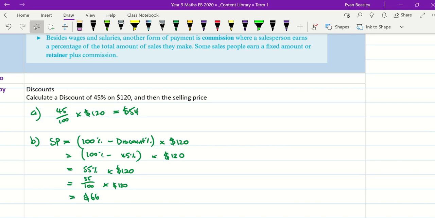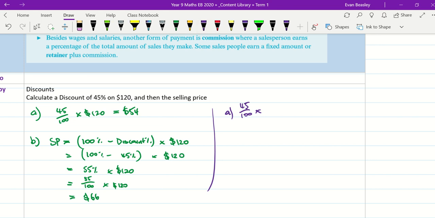So we're going to have a look at a couple of calculations here, and we'll step through these step by step, and you can see what I've done here on the left. So first of all, we want to calculate a discount of 45% on $120. So what we're going to say is 45%. So remember, we're going to turn 45% into a fraction. And that fraction is 45 for every 100, or 45 divided by 100, sorry.